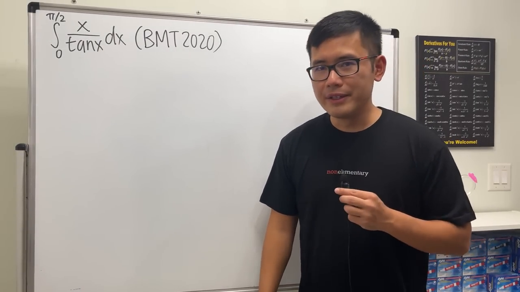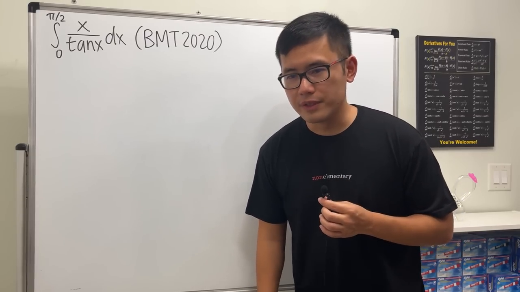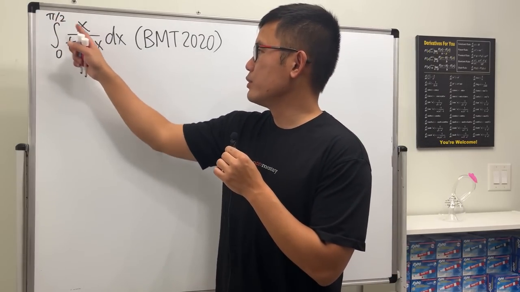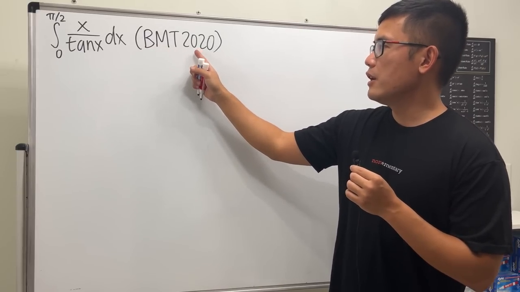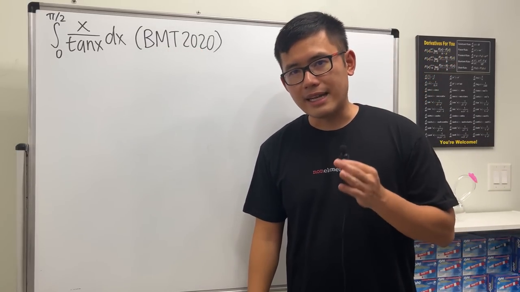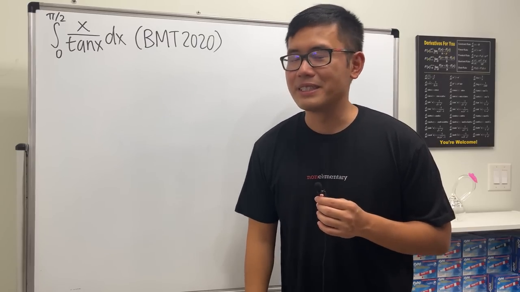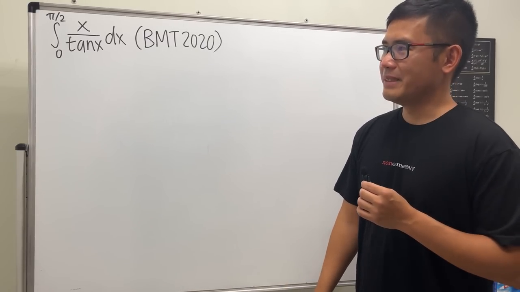I know we haven't done a hard integral for a while, so let's go ahead and do a hard integral for today. We are going to integrate from 0 to pi over 2 of x over tangent x. And this question is from the Berkeley Math Tournament in the year 2020. This is actually the last question of the calculus part of the test. So yeah, it must be really challenging.